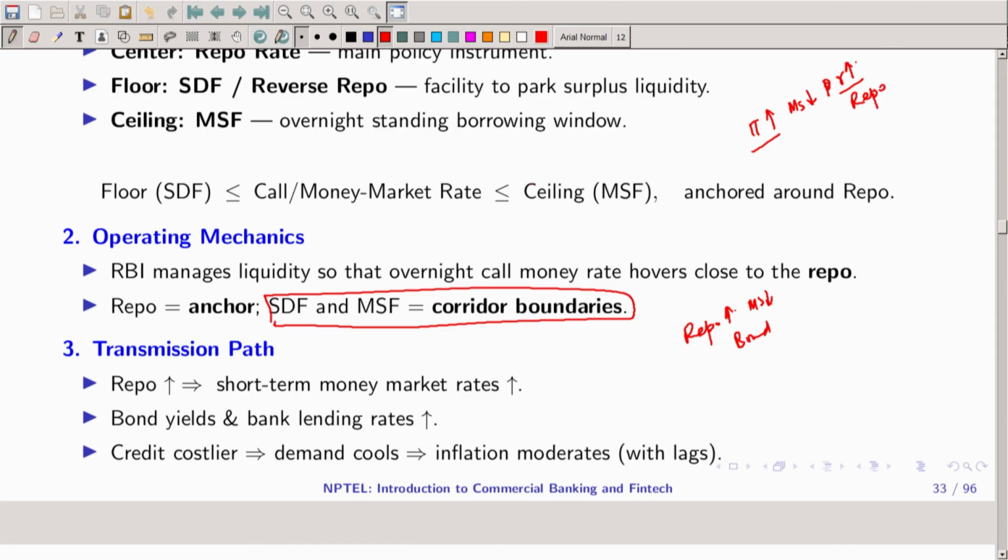There are also different types of transmission channels, in the sense that when the rate of interest comes down, there will be a credit channel, a household financing channel, and an investment channel. All those channels we will be discussing when we discuss something called monetary policy transmission. So this is what it implies.